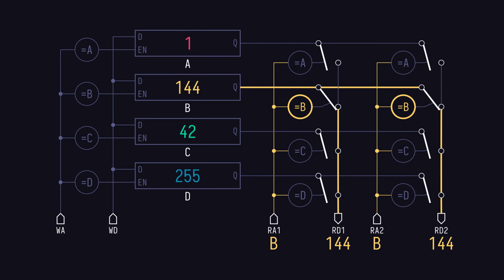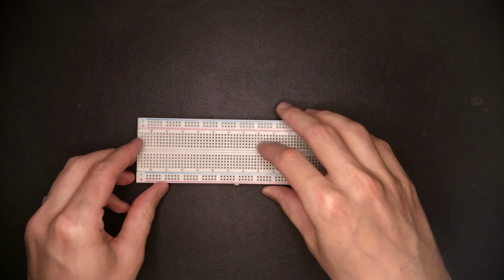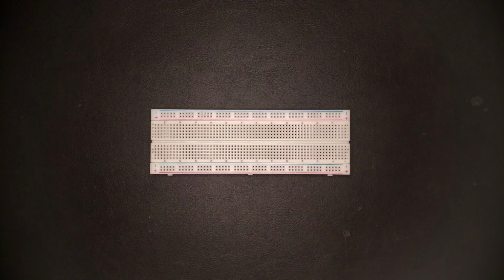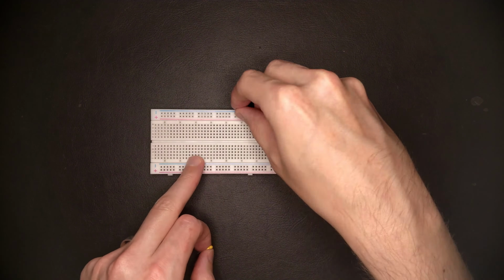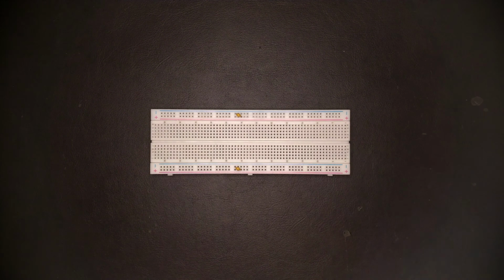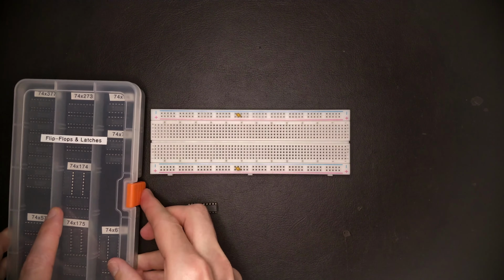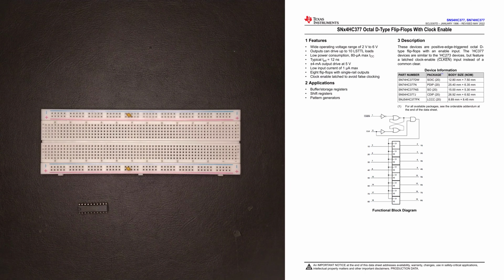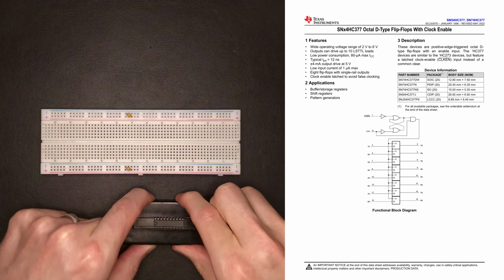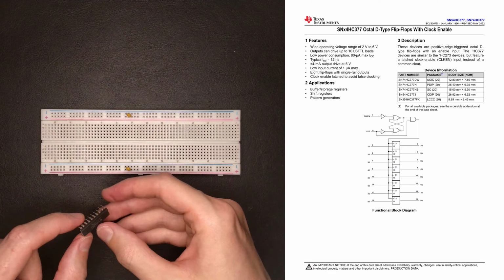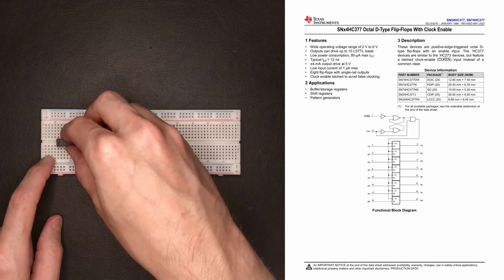So let's build this up using actual chips on a bunch of breadboards. Let's start out by building a single register of the register file. Going to need a new breadboard for that. Decoupling caps as per usual. The main component of this register is going to be a 74HC377 chip, which is an 8-bit register with a clock enable.